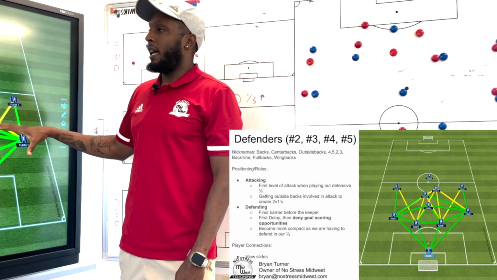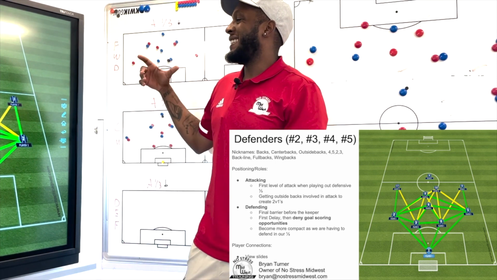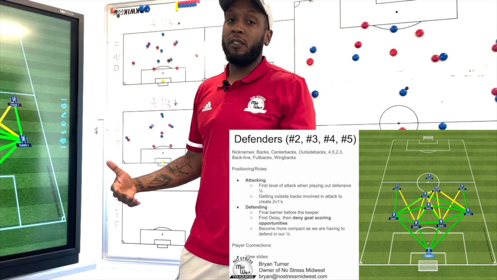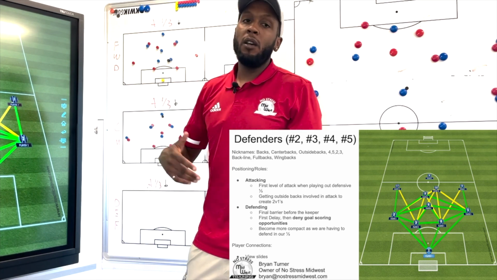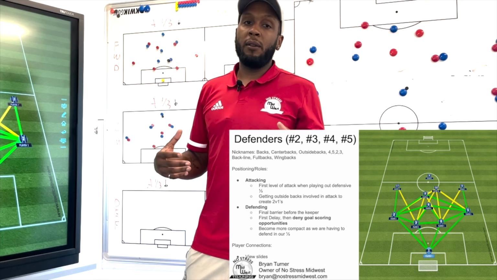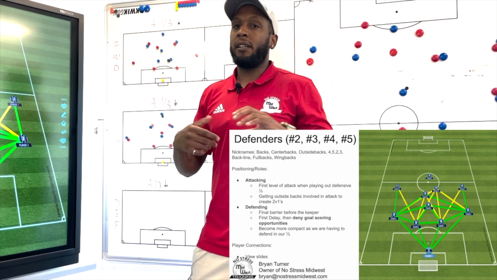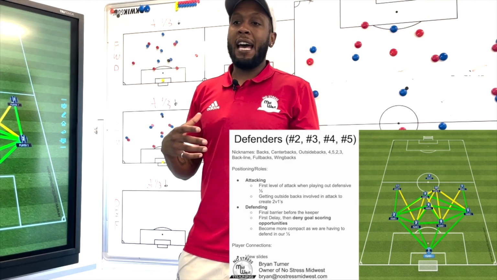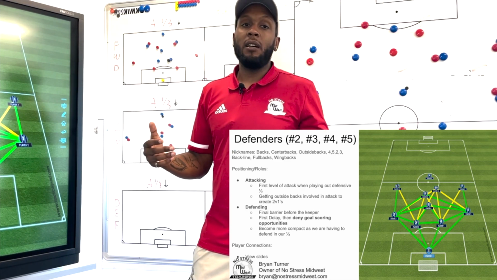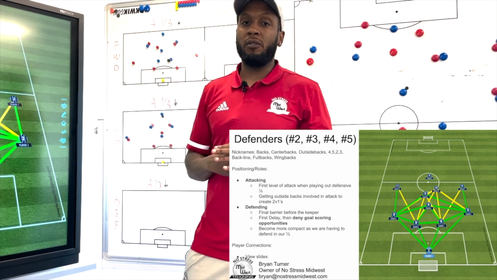When we're looking at the overall defensive line, in the attacking phase of the game, we are the first level of the attack when playing out of the defensive third. It's very important that we know that there's no such thing as players that only attack and players that only defend, right? When we have the ball, we're all attacking. When we don't have the ball, we're all defending. Just depends on what part of the field we're doing it in.